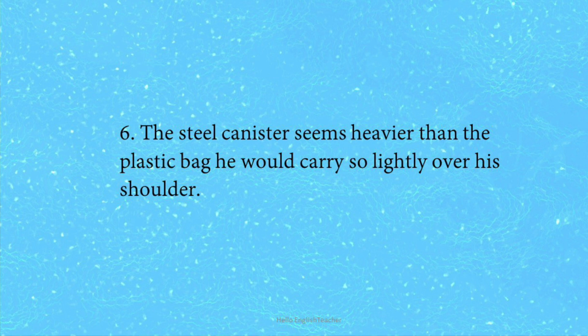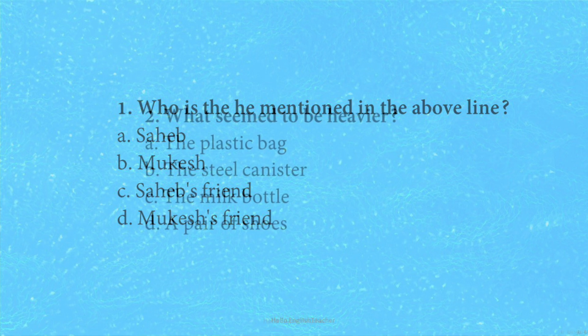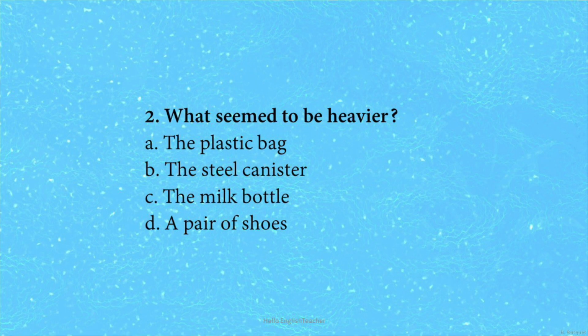The steel canister seems heavier than the plastic bag he would carry so lightly over his shoulders. So let's look at the questions from this extract. Question number 1. Who is the he mentioned in the above lines? Is it Sahib, Mukesh, Sahib's friend, or Mukesh's friend? So we know it is A, Sahib. So let's look at the next question. What seemed to be heavier? The plastic bag, the steel container, the milk bottle, or a pair of shoes? So the steel canister seemed to be heavier than his plastic bag.